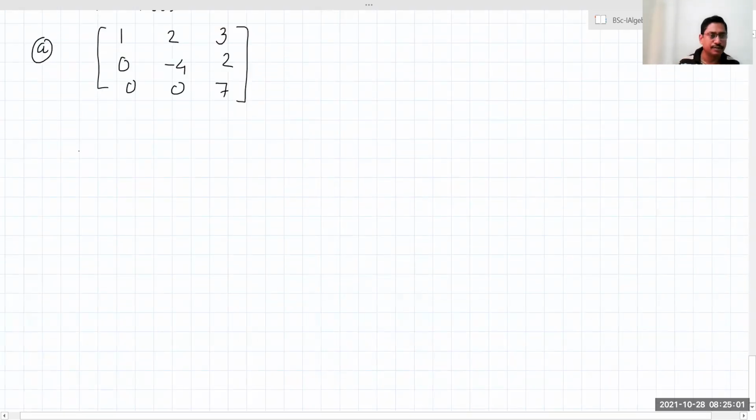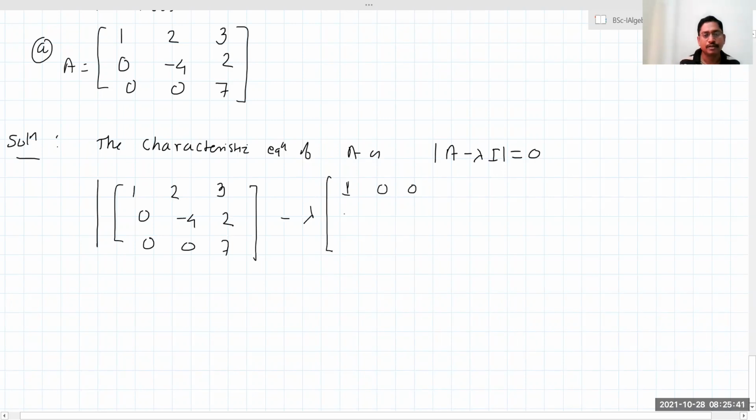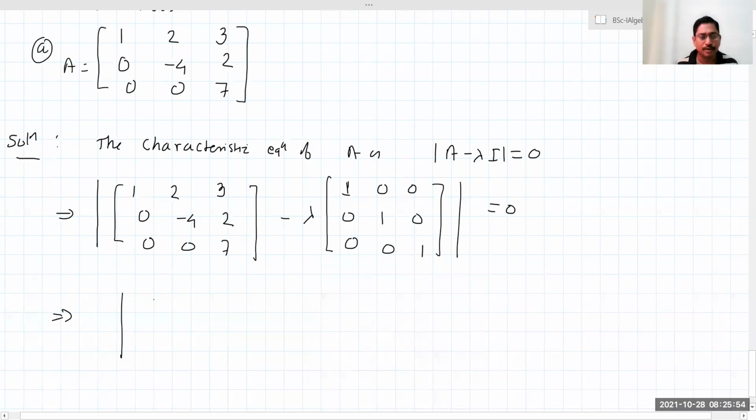So we have to write the characteristic equation first. The characteristic equation of A is determinant of A minus lambda I equal to 0. From A you subtract lambda times I, that is, from the diagonal. So it is the matrix with rows 1 minus lambda, 2, 3; 0, minus 4 minus lambda, 2; 0, 0, 7 minus lambda, and this equals 0.